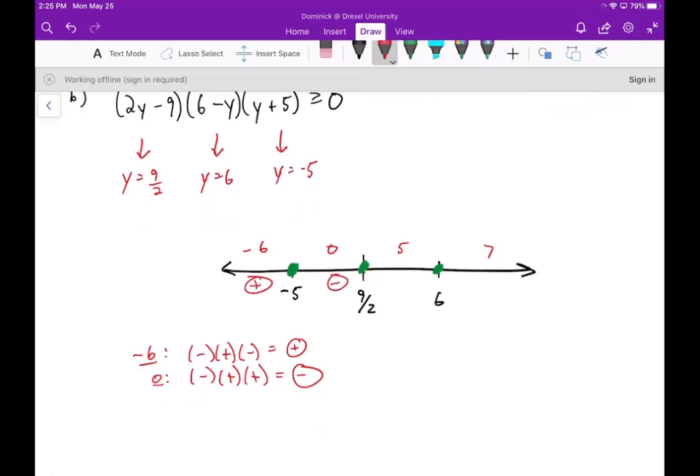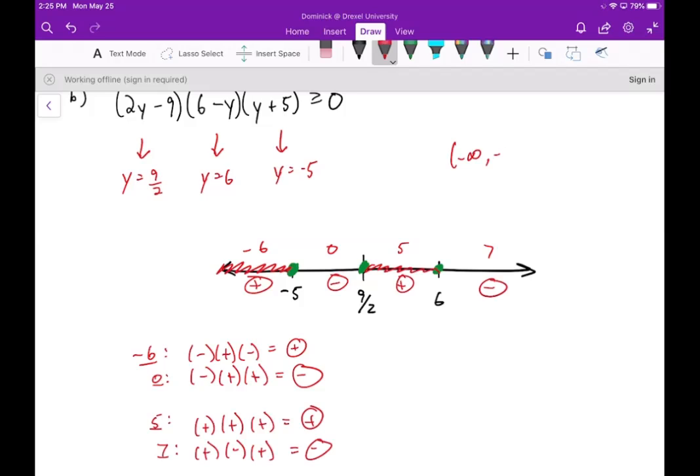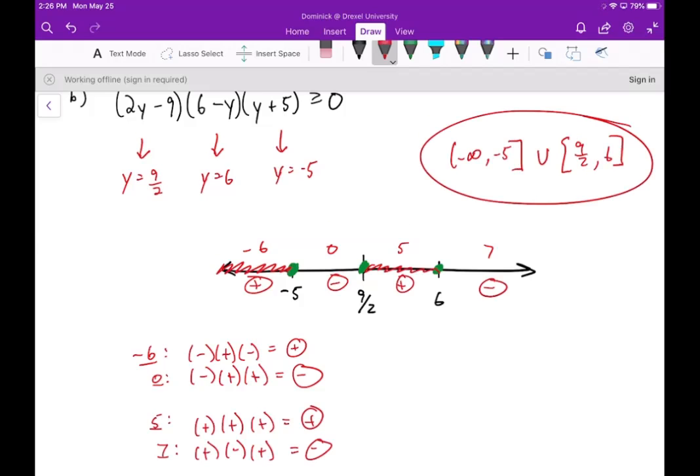So for 5, we're going to get a positive times a positive times a positive, so that's positive. And for a 7, we're going to get a positive times a negative times a positive, so that's negative. Now this one, we want it to be positive, so we want this region and this region. So then that's negative infinity to negative 5, and include it, and union that with 9 over 2 to 6, and include both of them. All right, so that's our solution for that one.